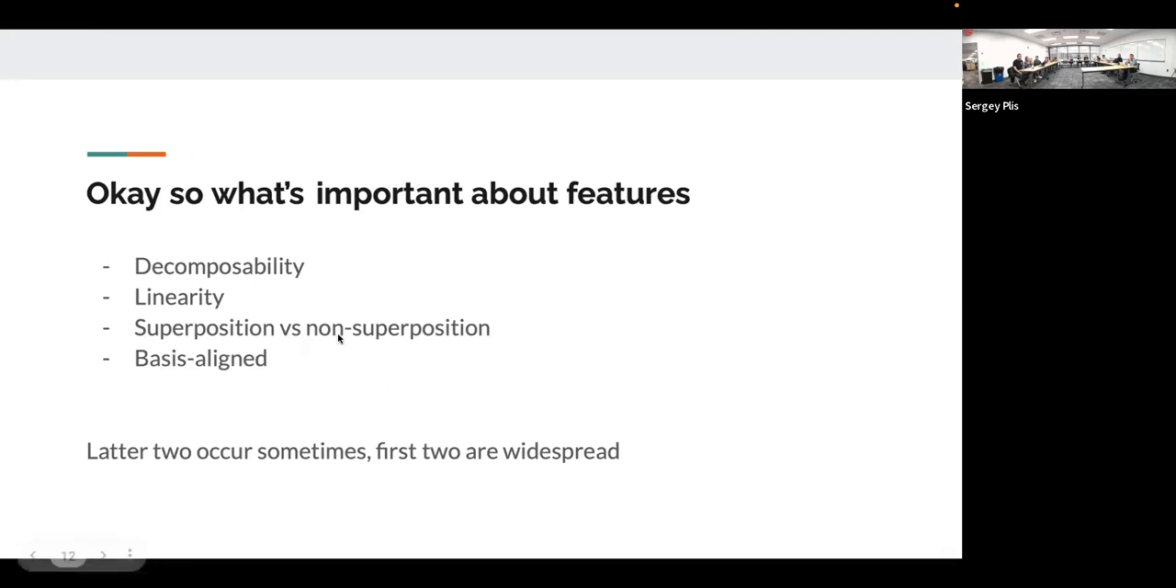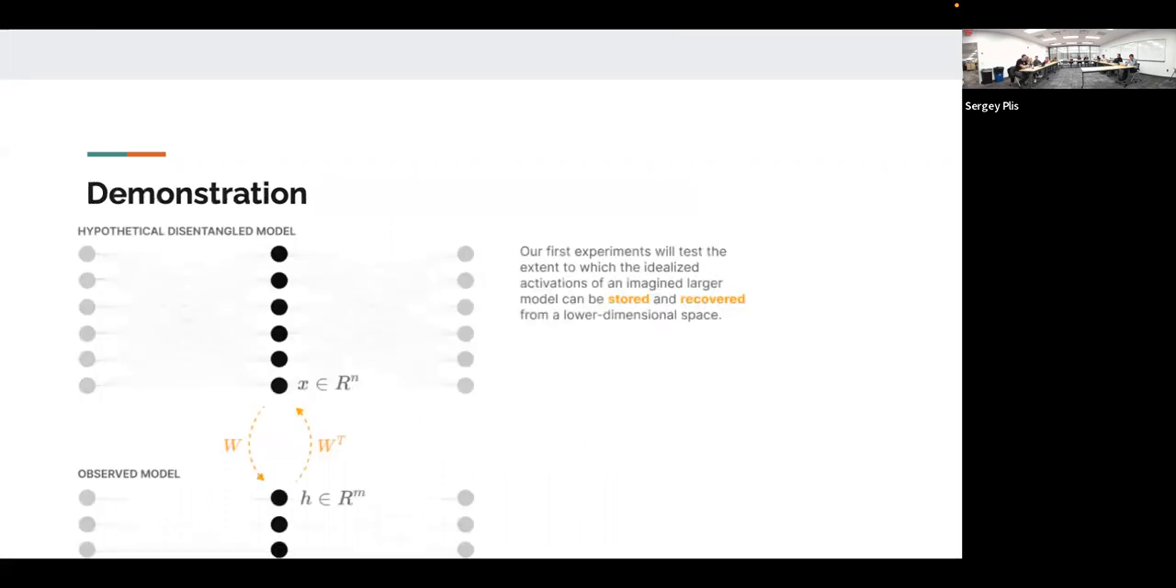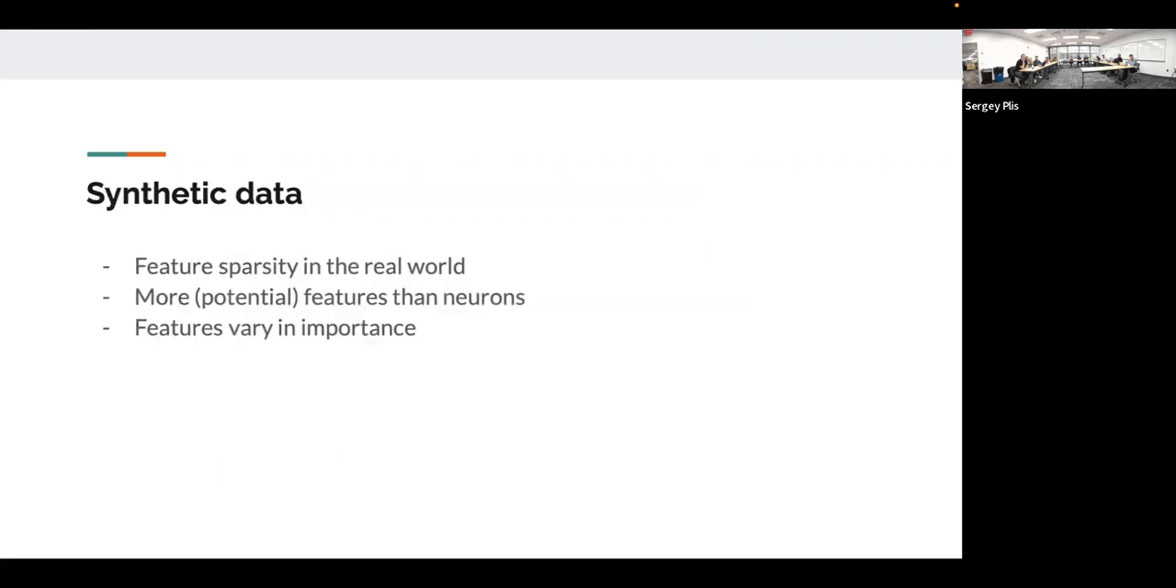Okay, so I already mentioned these things, but there are a few things that are important about features: they're decomposable, they have linearity, you have superposition versus non-superposition, and non-superposition is less noisy because you don't have interference from other features, and they're basis aligned. So essentially what they're saying is the latter two occur sometimes, and they're going to show that in the next experiments, and the first two are widespread, commonly known. So I think this is not super important.